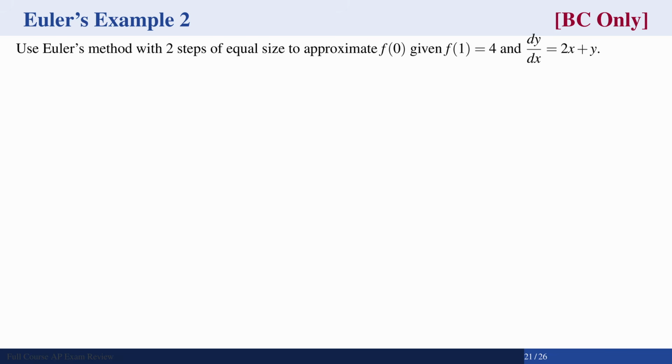Example number 2, Euler's method, 2 steps, equal size. We want to approximate f of 0 this time, given that f of 1 is 4. So it's really the same problem, but I just want to point out, delta x can be negative, right? We are going from 1 to 0, so our delta x is 0 minus 1 divided by 2, or negative 1/2. You have to be going backwards.